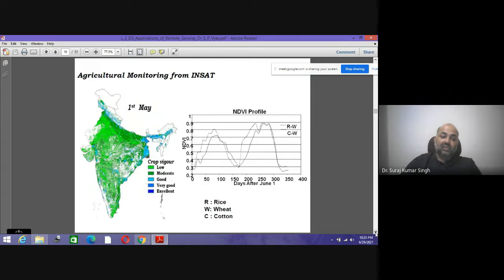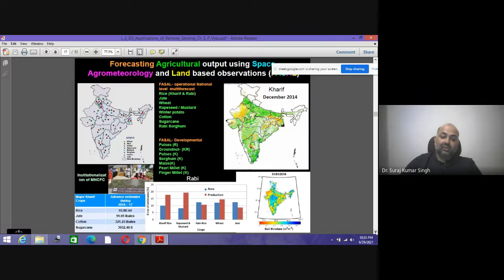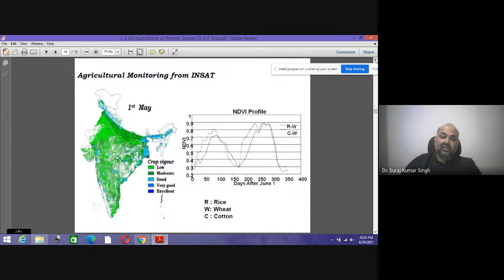So you can see how the agricultural pattern is changing in the entire India. You can see how this pattern is changing over the decades. What was the situation on 1st August? What was it on 2nd August? What was it in different years?